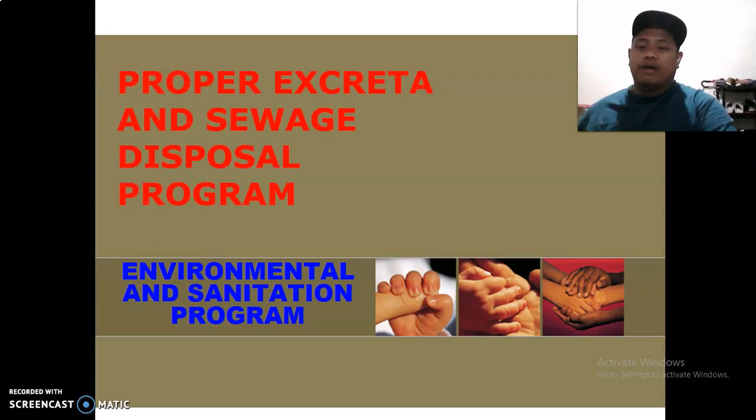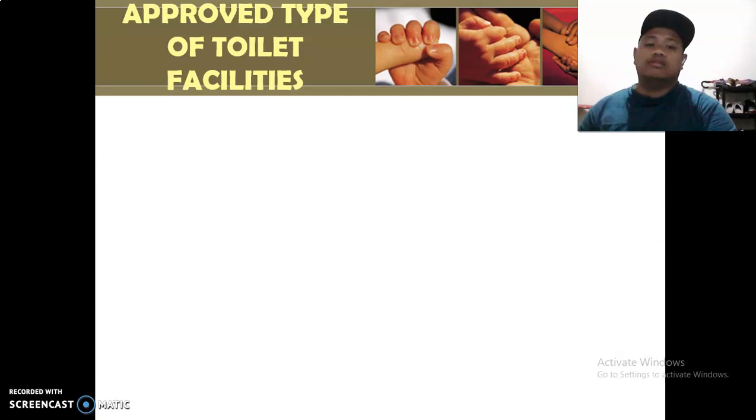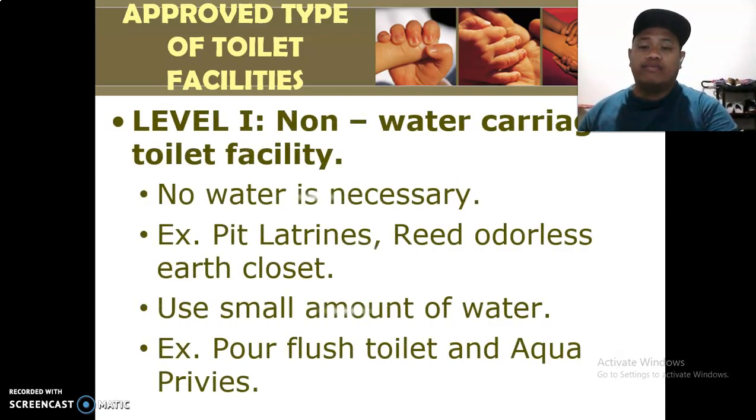Another one is the proper excreta and sewage disposal program. So basically, this is the toilet facility. Tatlong level din po ito. Level 1, we have your non-water carriage or the minimal, so no water is necessary. Example, pit latrines, reed odorless earthless closet. Or the use of a small amount of water, example, pour flush toilet and aqua privy. Our level 1 health care toilet facility.